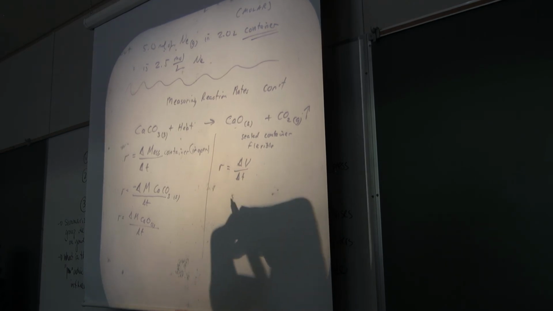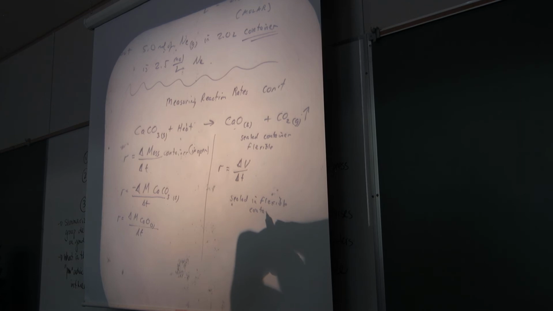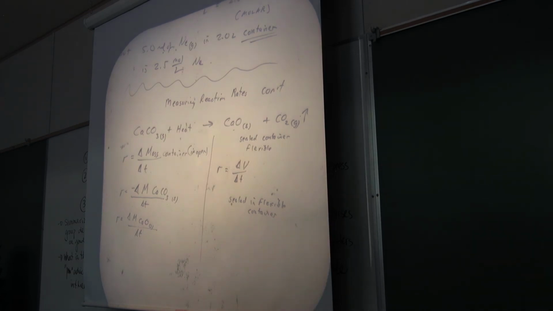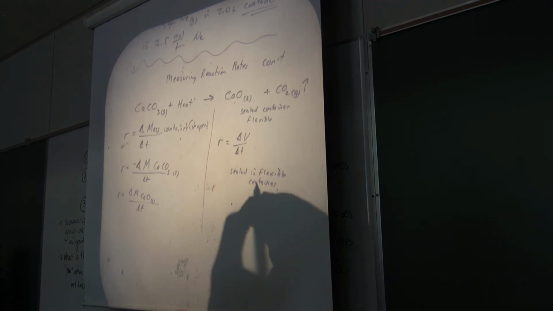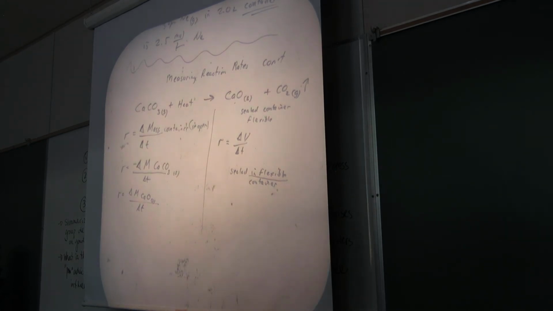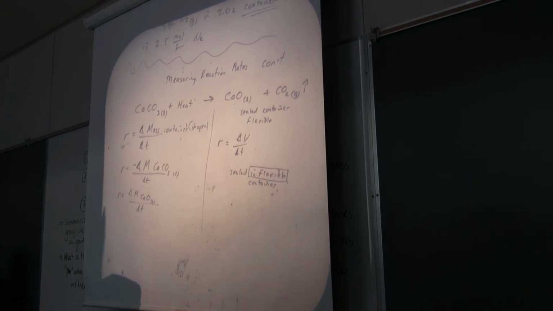What about if it's a sealed, inflexible container? What can we use to measure? We can't use volume now because the container is inflexible or rigid, so it's not going to expand with us. But that doesn't mean that the conditions in there aren't changing. So it's an inflexible container. What does that mean? It means the container is rigid and does not expand.